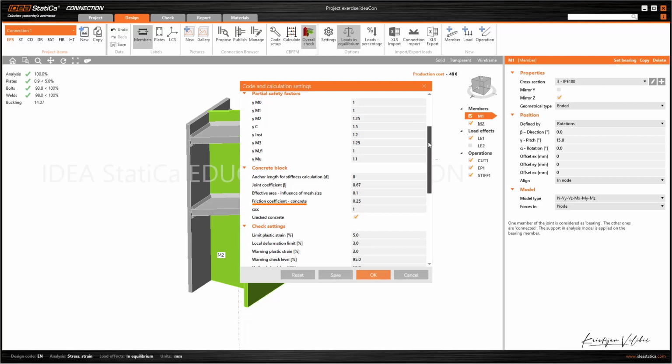Friction coefficient concrete. Friction factor between the concrete surface and the washer. Alpha cc. A factor that considers the reduction of the compressive strength of concrete due to the influence of the weather effects. Cracked concrete. Is the concrete considered cracked or not? It is important for the anchor check. In the next video we proceed with the check settings.